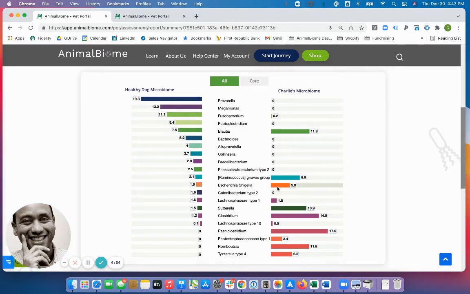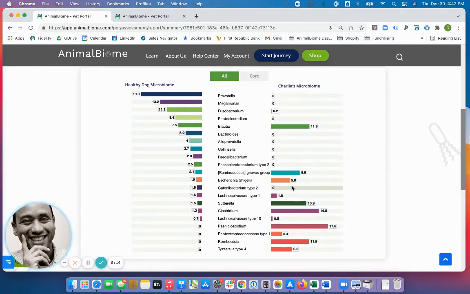In addition, he has 5.8% of Escherichia, which is E. coli. High levels of E. coli are highly correlated with diarrhea. And even though it's only 5.8% of his microbiome, this is considered high, and it might be the bad actor screwing up Charlie's microbiome and making him sick.